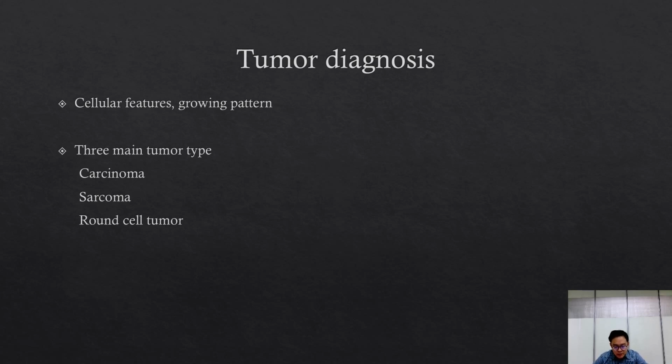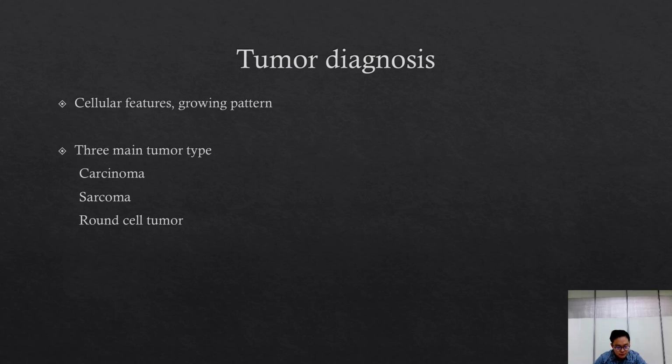The third type is round cell tumor, which includes about 8 different types of tumors. An example of this would be lymphoma, a tumor developed from lymphocytes, that is immune cells, or melanoma, a tumor that comes from melanocytes, normal cells that contain melanin granules and help provide pigmentation to the skin.